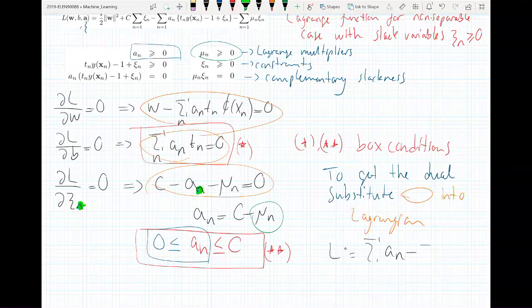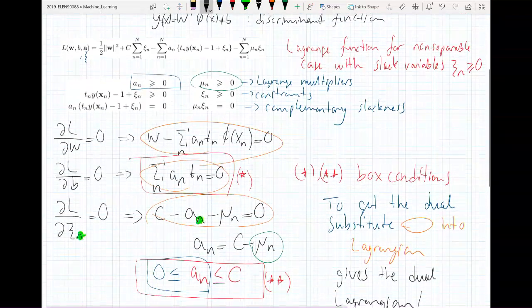Lagrangian gives me, maybe I just write it here, so gives the dual Lagrangian. And that is in terms of the A's, right? That's in the slides. Okay? I refer to the specific slides then for that one. Yeah, so that's the nice derivation.